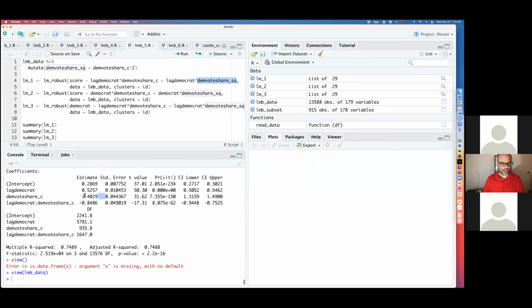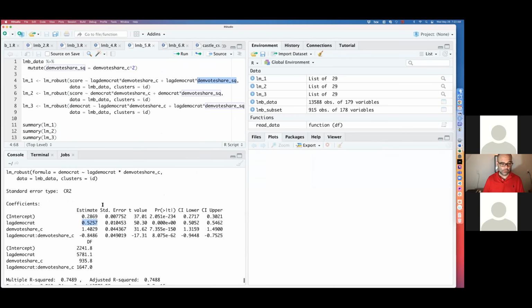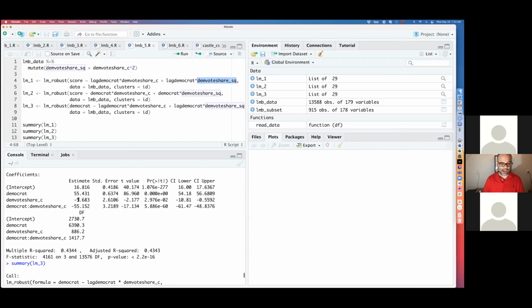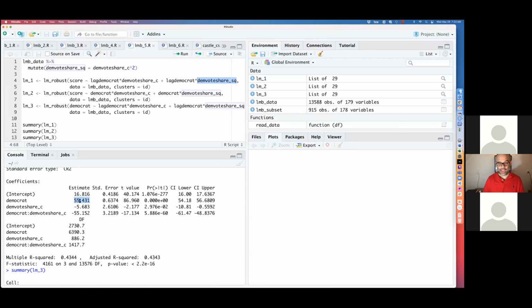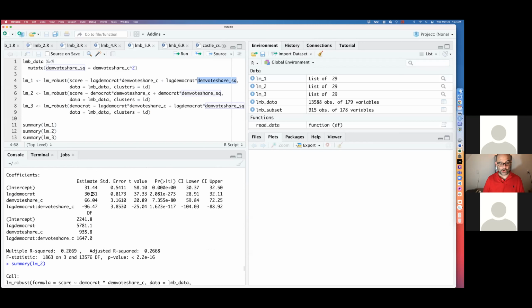And getting close, I got this 0.52, 55. So it was 48 before. This is 30. So this is the first time we've gotten this close to their preferred results.